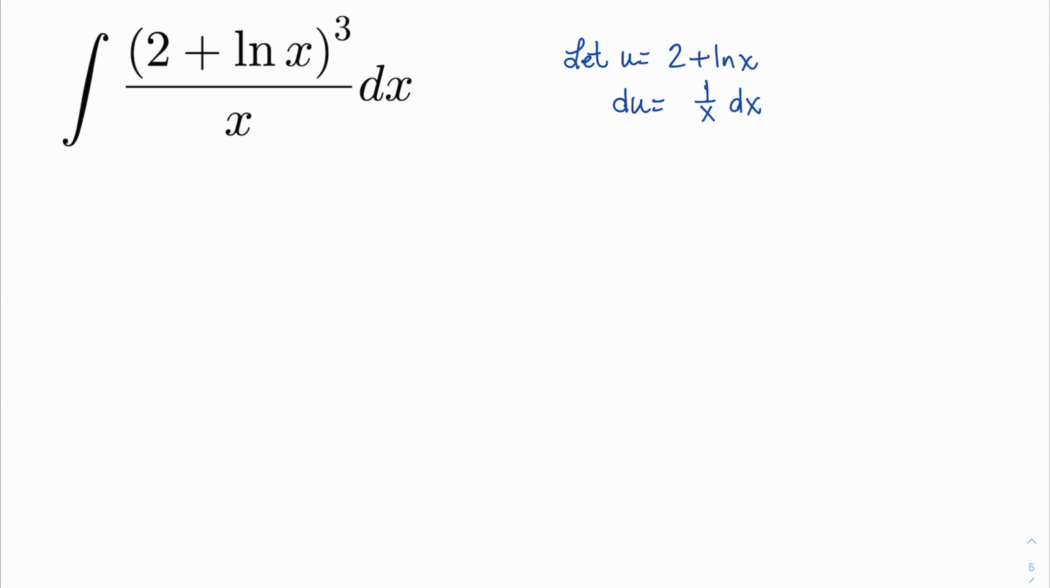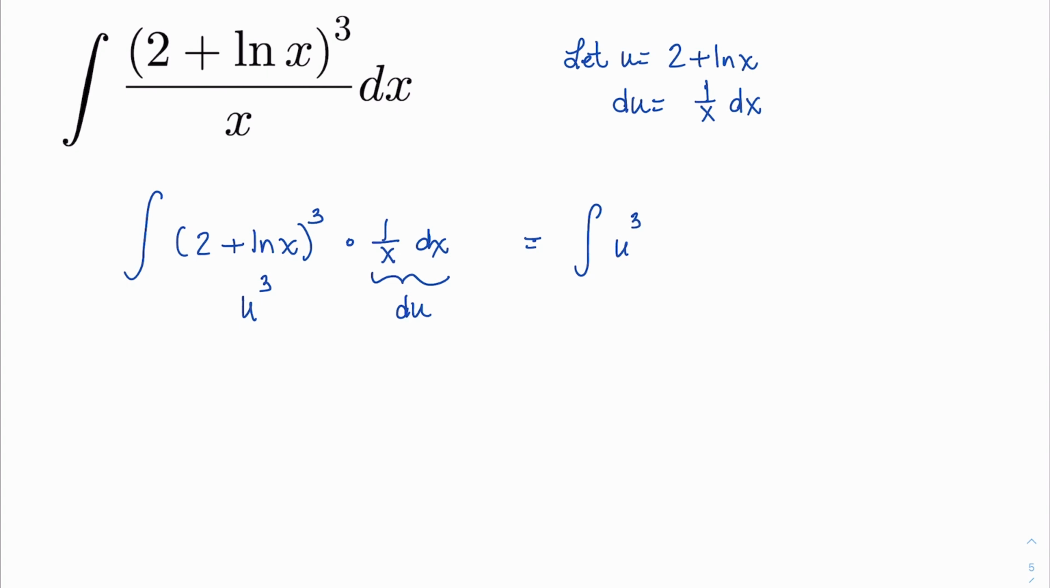Now, it might not be apparent right away that that is in the integral, so I'm going to rewrite this integral another way. I'm going to write (2 plus natural log of x) raised to the third times 1 over x dx. And now it's very clear where everything belongs. This right here is going to be du, and this right here is going to be u to the third. So our integral successfully converts to an integral with only u as the variable.